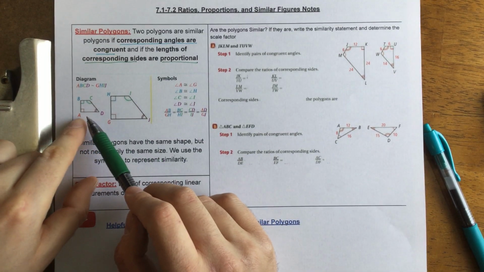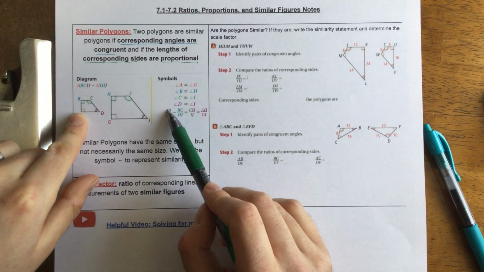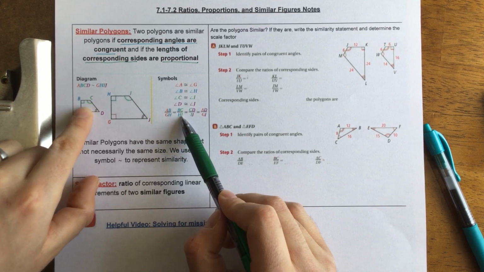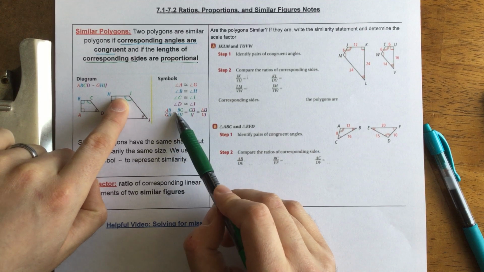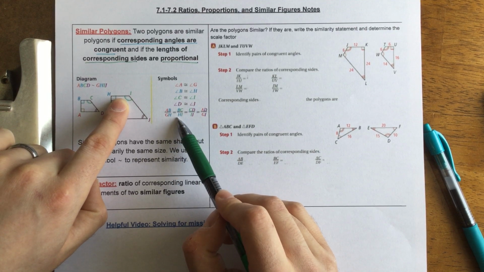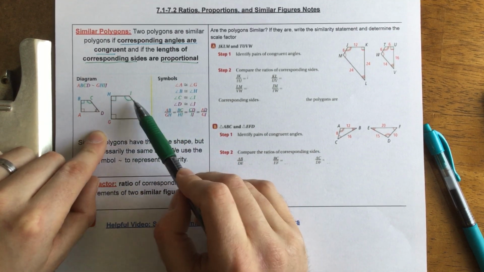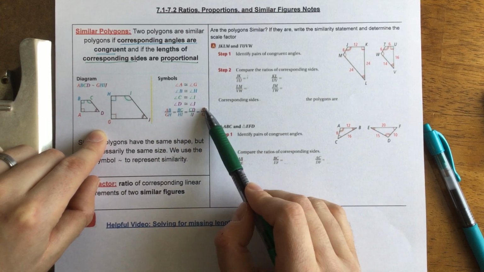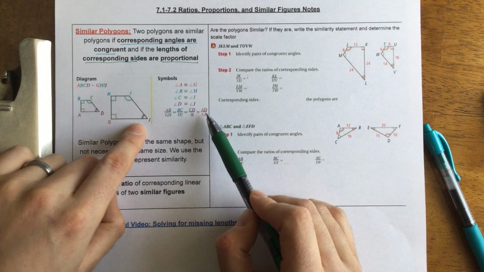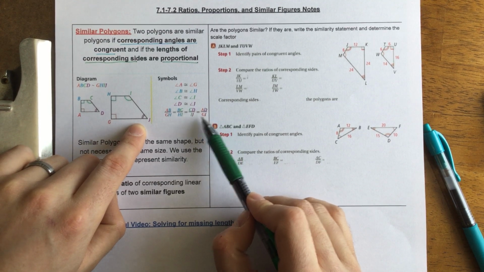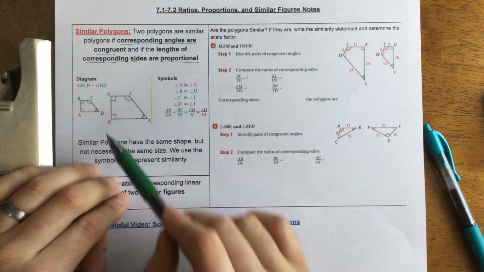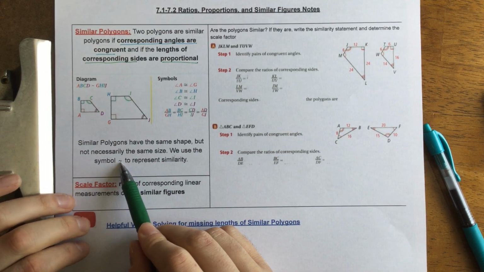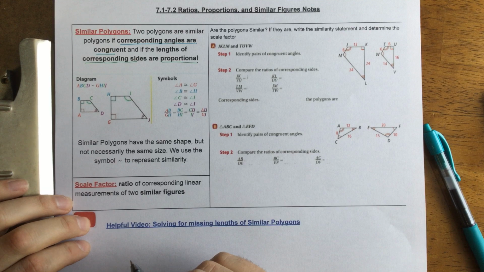The second part to being similar is that those corresponding side lengths are proportional. So this side length of AB we can compare to GH as a ratio. BC over HI should equal that same ratio. CD, which corresponds to IJ as a ratio, should equal the other two. And then AD, this bottom part, and GJ as a ratio should equal the rest of those other three sides as well. All right, and we use this little squiggle symbol to represent similarity.